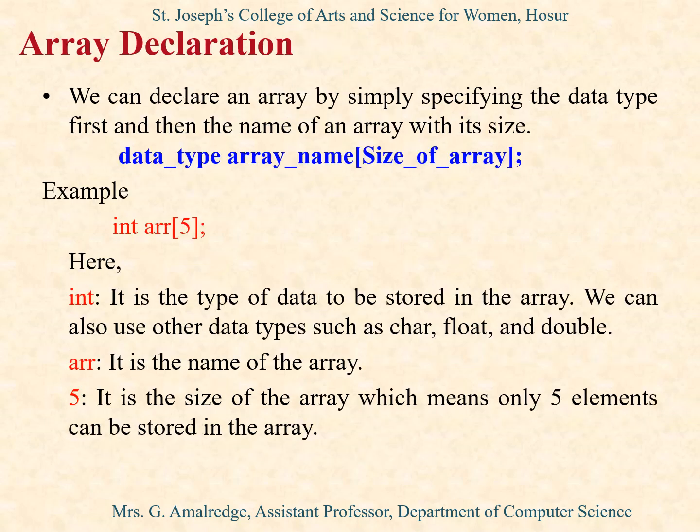Array declaration. We can declare an array by simply specifying the data type first and then the name of the array with its size. This is the syntax for declaring an array: data type, array name, size of the array within square brackets. Here is an example, int arr[5]. Here int is the type of the data to be stored in the array, arr is the name of the array, and 5 is the size of the array, which means only 5 elements can be stored in the array.